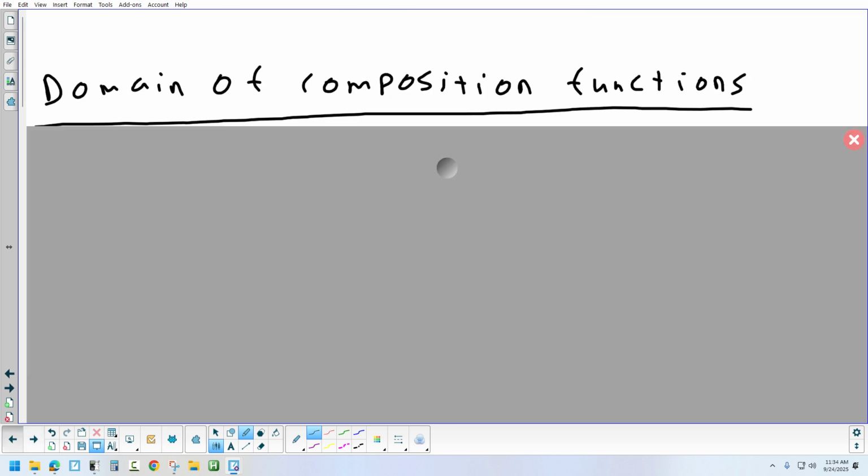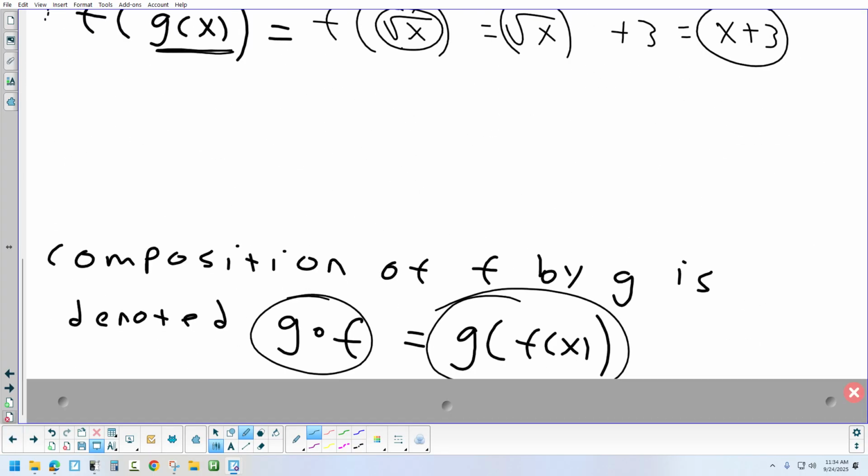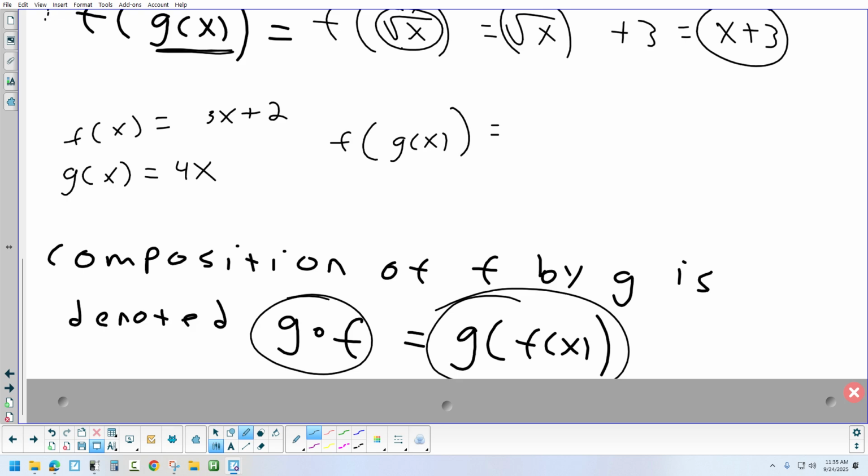So let's try one more, just before we talk about domain. Let's say f of x was 3x plus 2, and g of x is 4x. And I want you to find f of g of x. Okay. What's your first step?